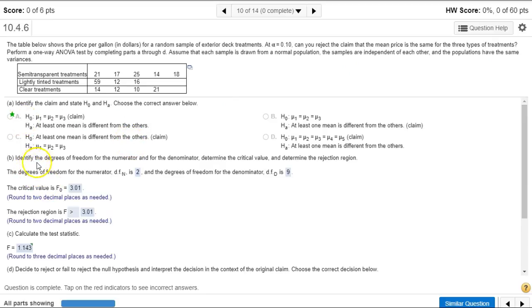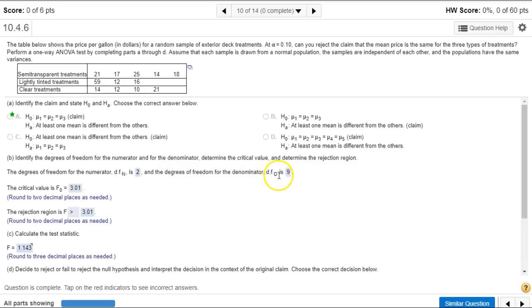Okay, so identify the degrees of freedom for the numerator and denominator, determine the critical value, and determine the rejection region. So we can pretty easily do this by hand. It's pretty easy to do degrees of freedom by hand. For the numerator, it's the number of groups. So there's 3 groups and minus 1. So that's how they got 2.